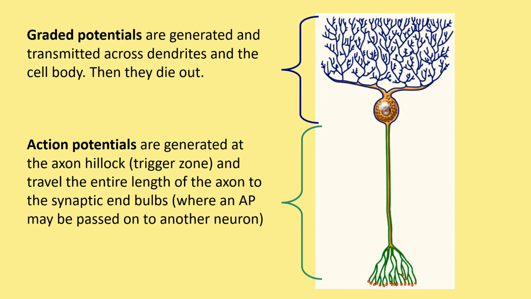And if an action potential occurs, then that action potential will definitely travel the entire length of that axon all the way to the synaptic end bulbs. And if it's a chemical synapse, then neurotransmitter will be released. Once that action potential starts, it's full on, it's all. It's not going to start and then die out. And there's no such thing as a big action potential or a small action potential.